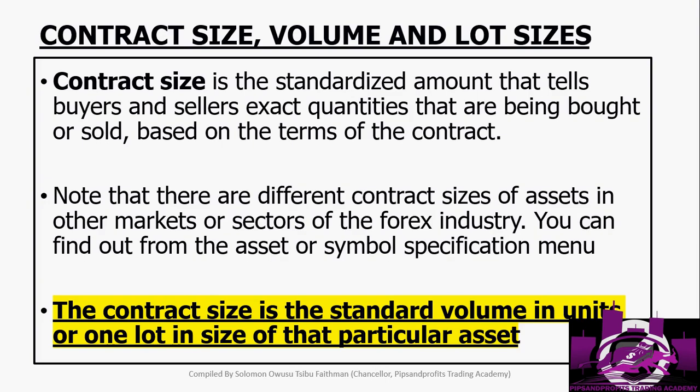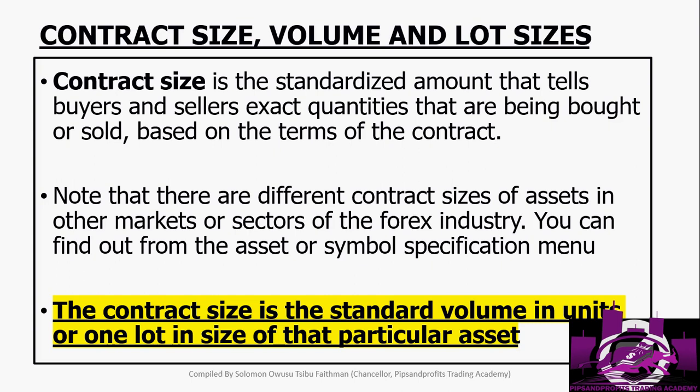So we said that contract size is the standardized amount that tells buyers and sellers the exact quantities being bought or sold based on the terms of the contract. You have to note that there are different contract sizes of assets in other markets or sectors of the Forex industry. You can find out from the asset or symbol specification window. So we went through that, and we realized that we have different values for contract sizes from different brokers, okay? And we said that the contract size is always the standard volume in units, or one lot in size, of that particular asset.